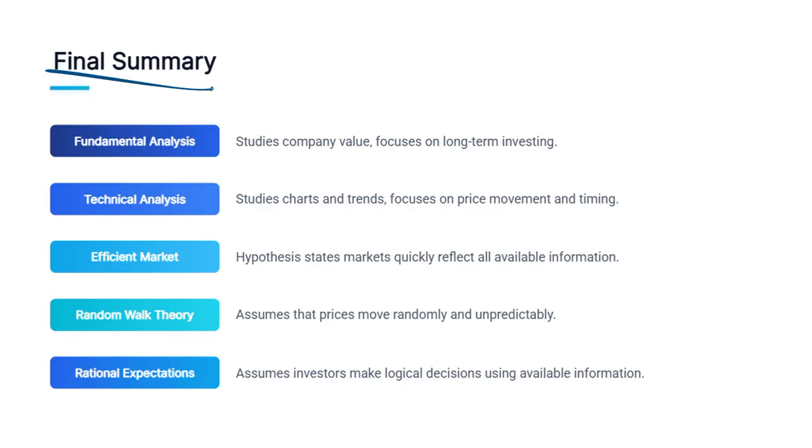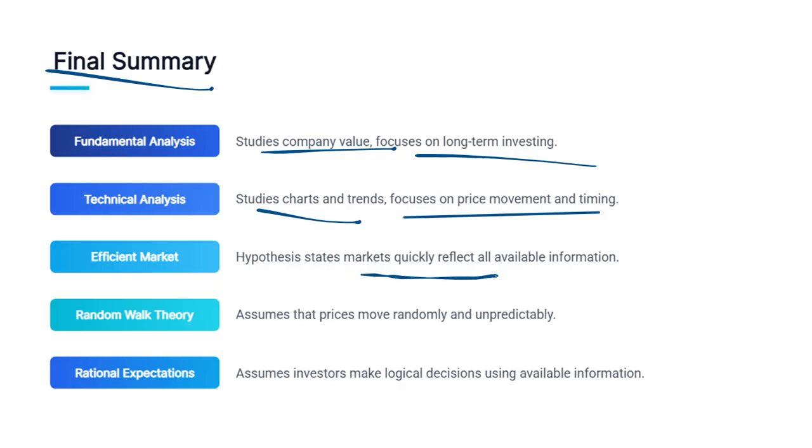So, for the summary, fundamental analysis studies the company's value and focuses on long-term investing. Technical analysis studies the chart and trend, focusing on price movement and timing. The efficient market hypothesis states that the market quickly reflects all available information in the current price. Random walk theory assumes that prices move randomly and unpredictably. Rational expectations assume that investors make logical decisions using the available information.